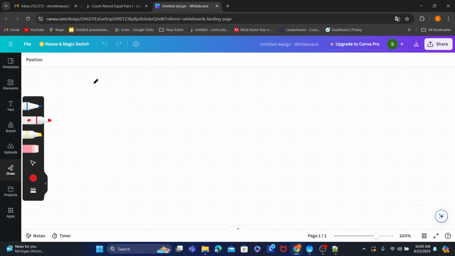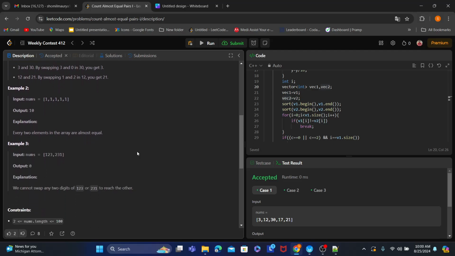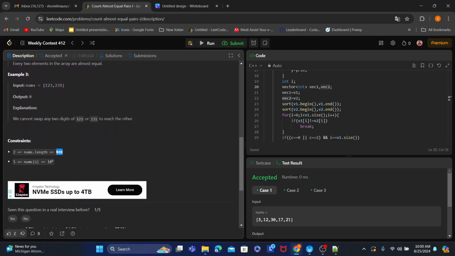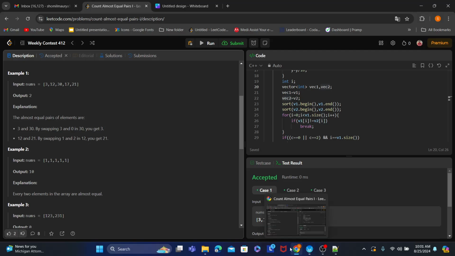Let's say we have a number. So the question is, we will first look at the constraints. The constraints are very small, you can say 100. So we can choose n squared or cubed, any solution would work. So what is the brute force? The question is, if we have two numbers, can we check that the two numbers form an answer? Here the answers were 3 and 30, or 12 and 21.